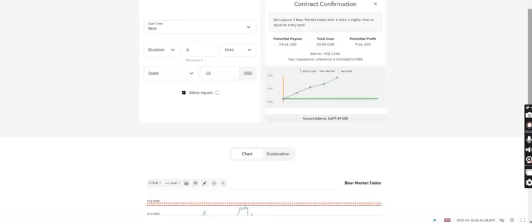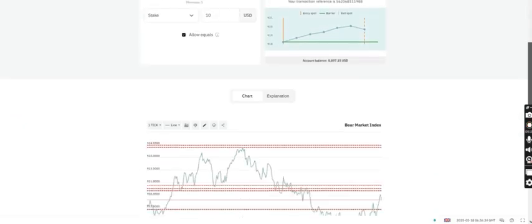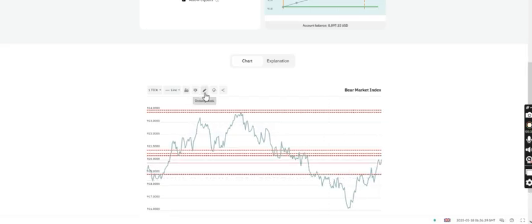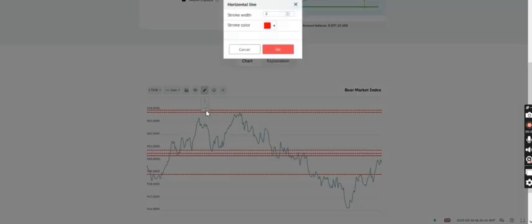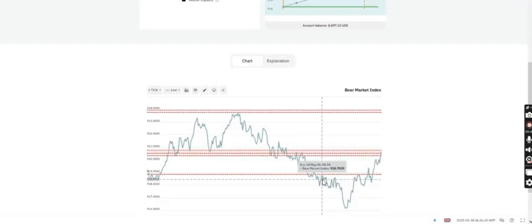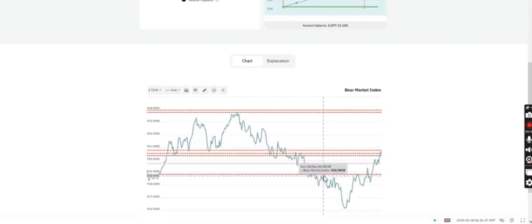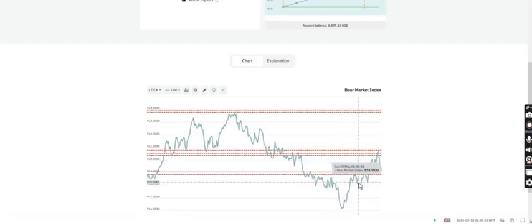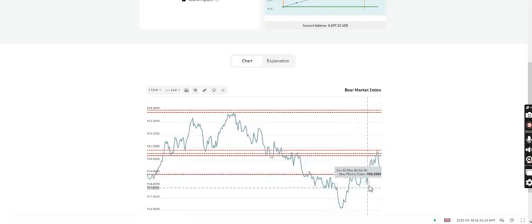So you can see here, that was the first touch. I'll show you guys something. That was the first touch on that zone. There was a second touch, there was a third touch, there was a fourth touch. Immediately price broke through aggressively. That's when we enter our buy.